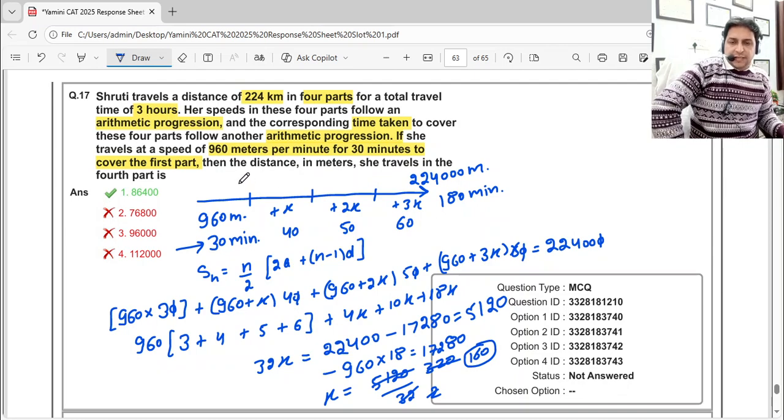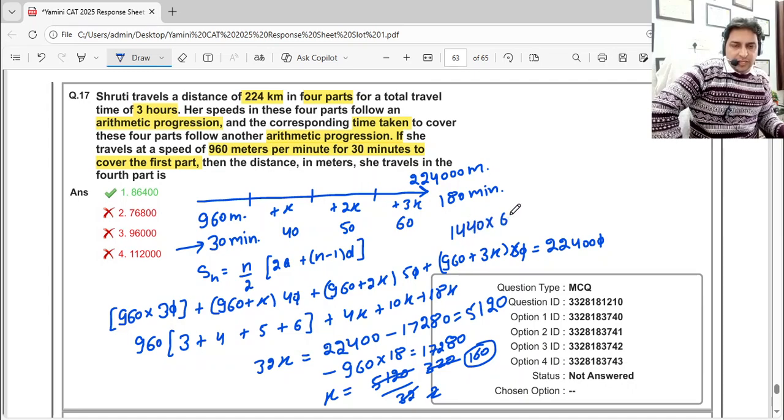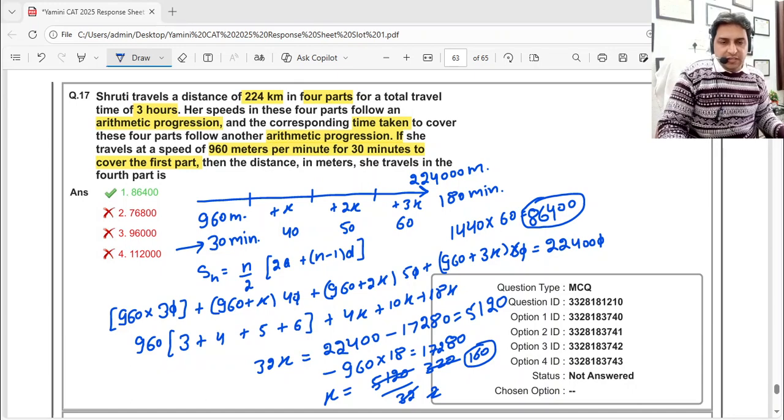So what did they ask? The distance in meters she travels in the fourth part. So in the fourth part she has 960 plus 3x, that means 960 plus 480, that is 1440 into 60, that comes out to be 20. 6 into 4 is 24, 2 remainder, 26, 2 remainder, 86400. So that should be the answer.